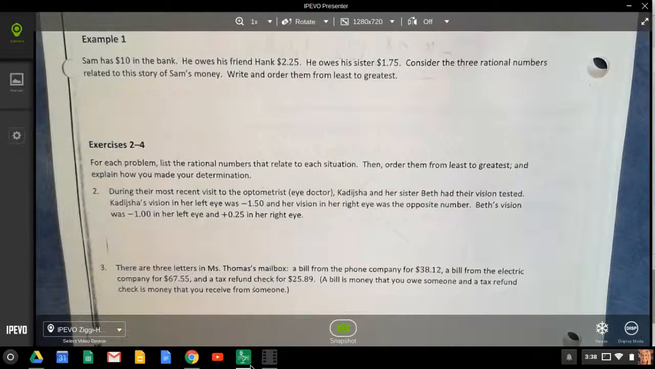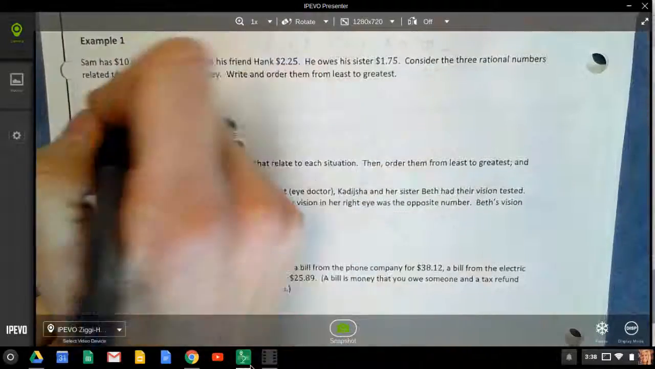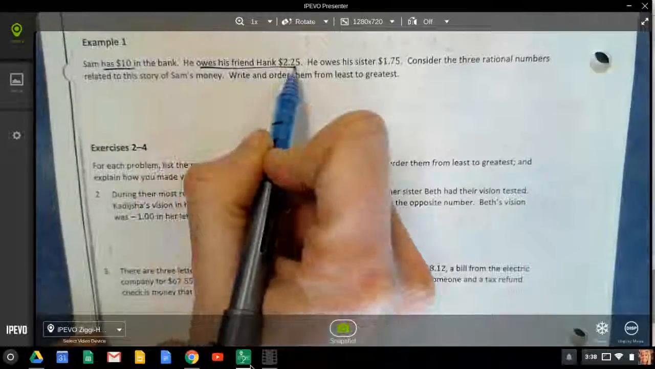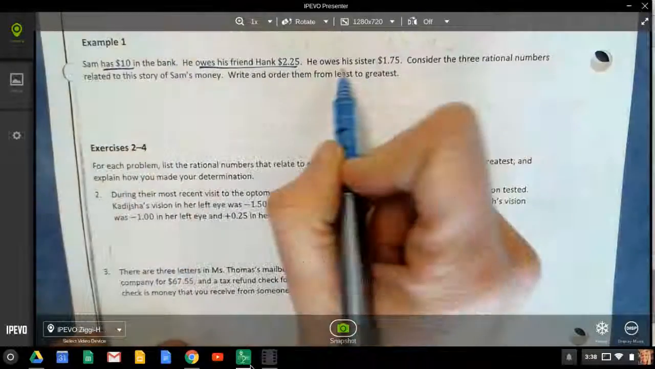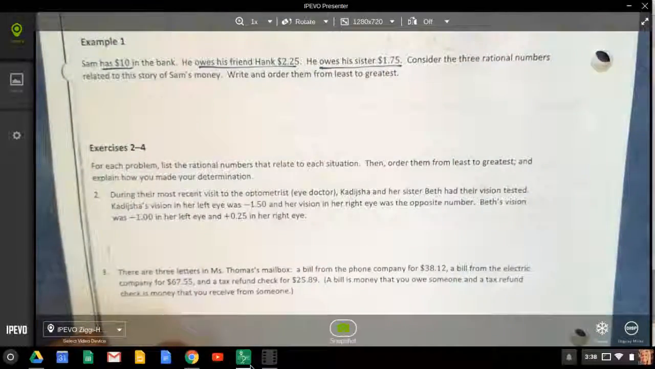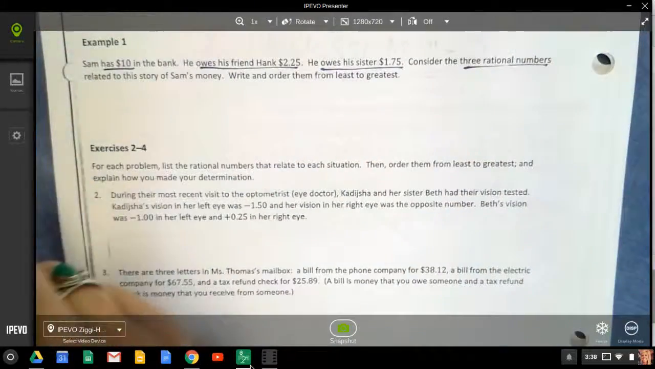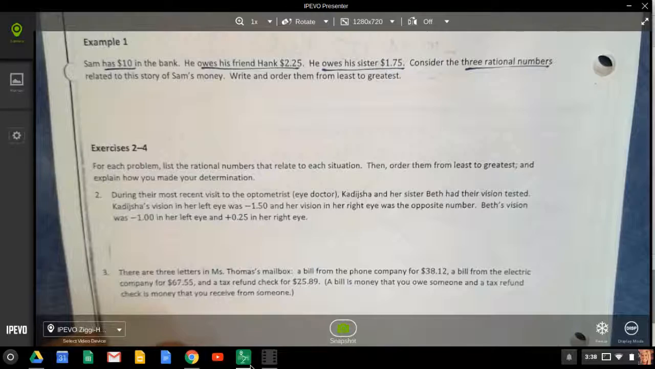So it says here that Sam has $10 in the bank. He owes his friend Hank $2.25. He owes his sister $1.75. Consider the 3 rational numbers related to the story of Sam's money. Write and order them from least to greatest.